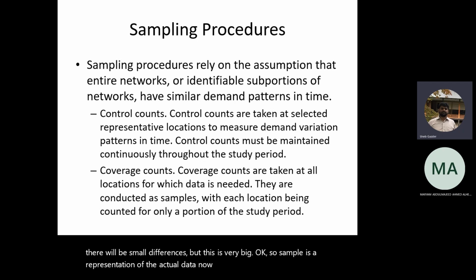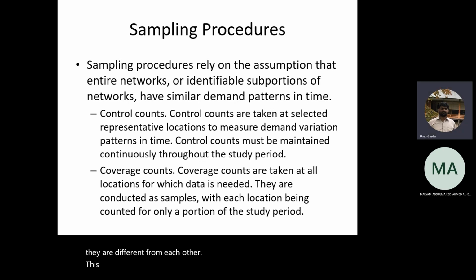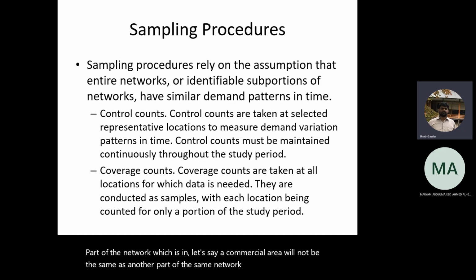Now the problem with roads is that they are different from each other. This part of the network, which is in, let's say, a commercial area, will not be the same as another part of the same network which is in a residential area. They will be different, right? So sometimes we make sub-portions of the required network. I have a required network which has, let's say, 200 locations. Out of these 200 locations, some of them are in a different area, some of them on a different highway, and so on and so forth. So I can divide the network into smaller parts, and a sample will be taken for each small part.